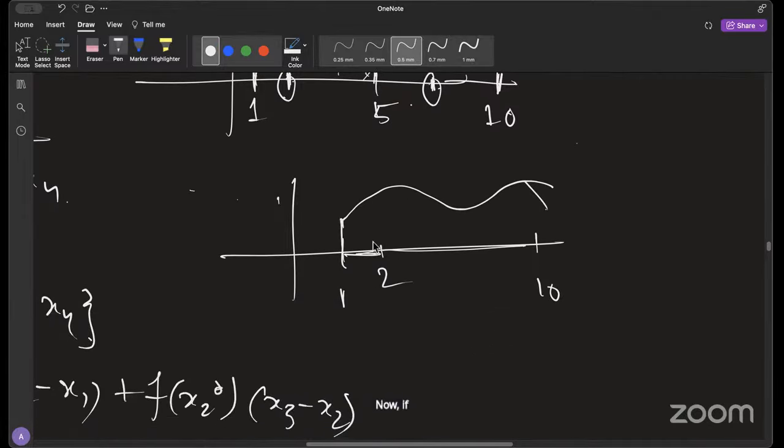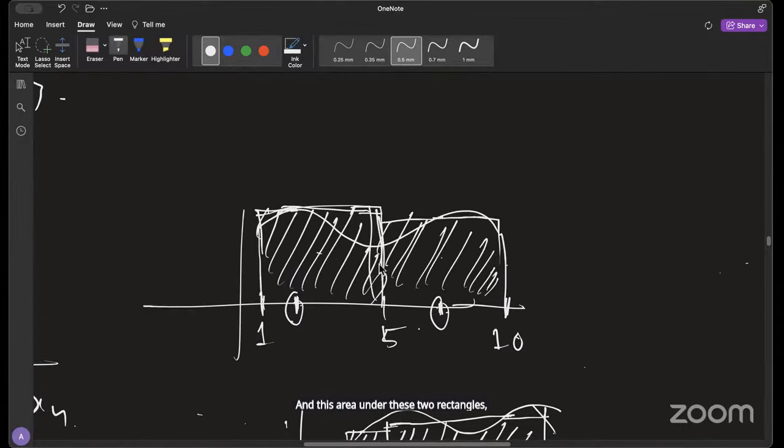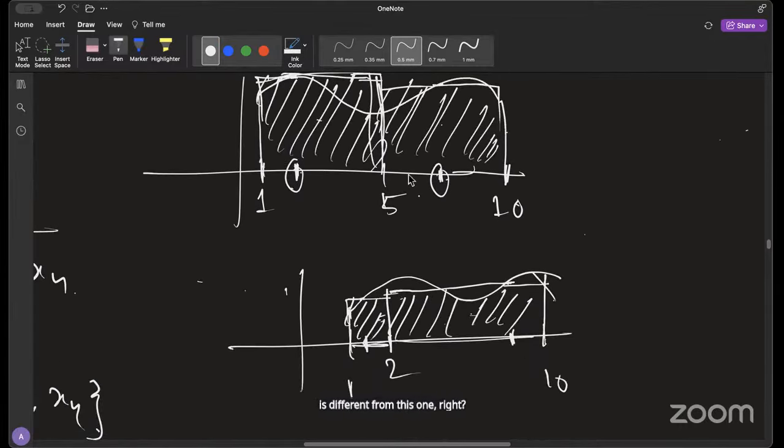Now if you do the same thing here, let's take the point to be this here and this here. Then the height is this. And here the height is this. This one. So it's this. And this area under these two rectangles is different from this one, right? This marked area is different from this one.